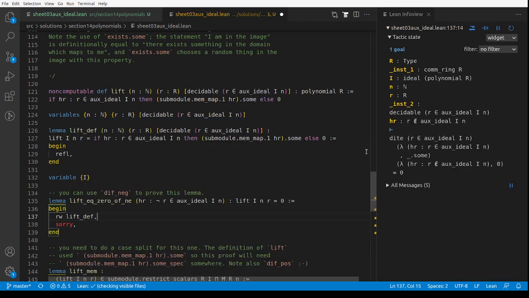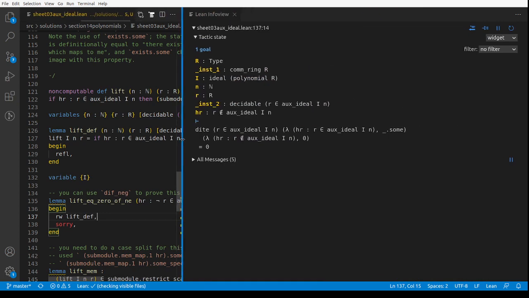There, and so now we've got our goal. Is this decidable? So we have this hypothesis that R is not in the Orcs ideal, and then the goal is, well, if R is in the Orcs ideal, then we have to prove this. Well, if R is in the Orcs ideal, then it's this, and if R isn't in the Orcs ideal, then it's 0. We have to prove that that thing equals 0.